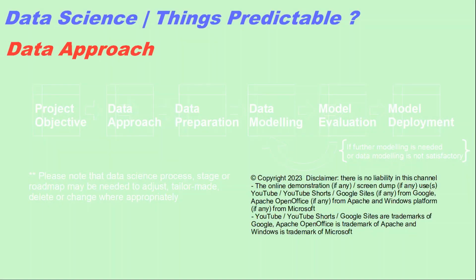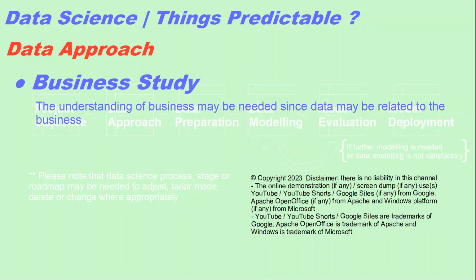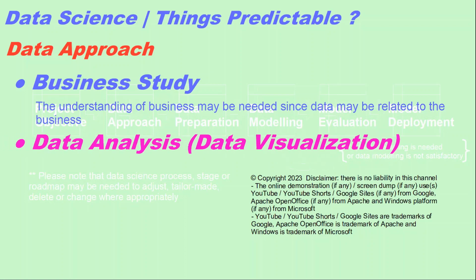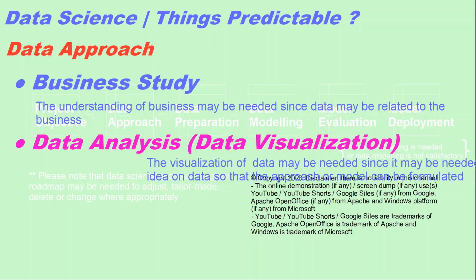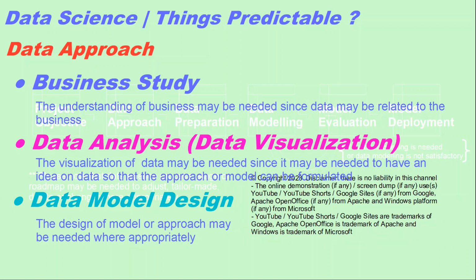The second process is data approach, which includes business study. The understanding of business may be needed since data may be related to the business. Data analysis, data visualization. The visualization of data may be needed since it may be needed to have an idea on data so that the approach or model can be formulated. Data model design. The design of model or approach may be needed where appropriately.